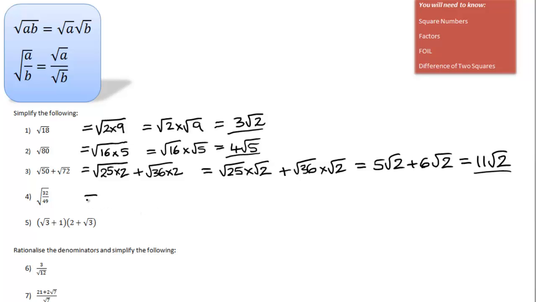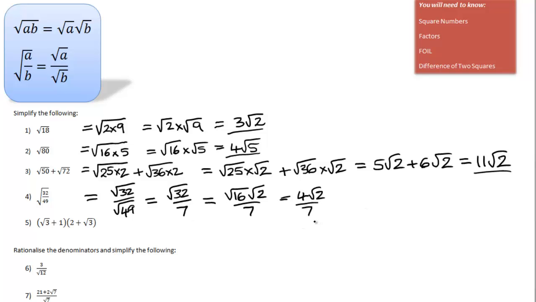This fourth one picks up the other property at the top here. The root of a fraction is the same as the root of the numerator divided by the root of the denominator. So let's have a look at this. This is the same as the root of 32 over the root of 49. Well, the bottom will simplify straight away, because that is a square number. The top isn't, but the implication is that it will simplify. So root 32 is root 16 root 2, which in turn is 4 root 2 over 7, or 4/7 of root 2.